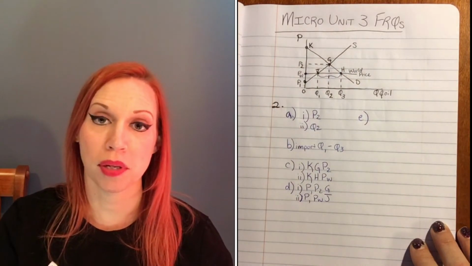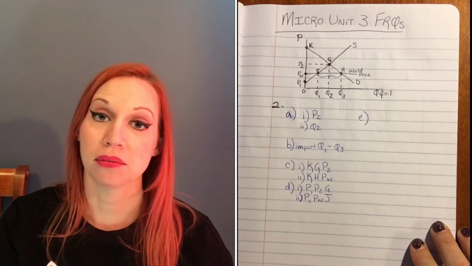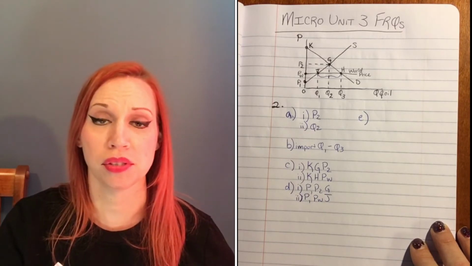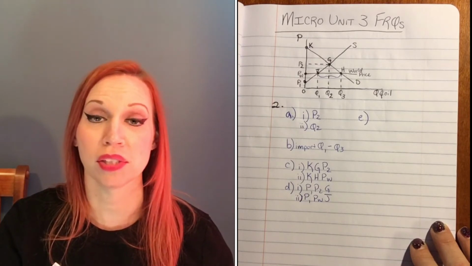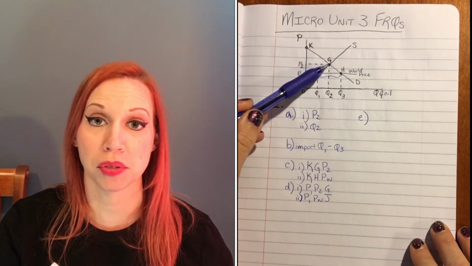Part E wants us to identify the net gain in total surplus from trade. Now, total surplus is all of the surplus that's happening to everybody in the market. Right now, there's not even a tariff on here. We're just talking about consumers and producers. The government hasn't even gotten involved. And so we're only going to add together consumer surplus plus producer surplus.